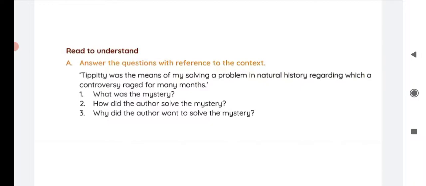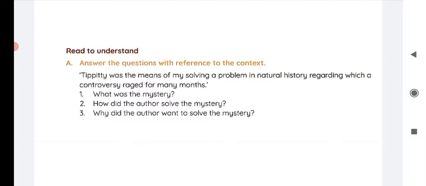Let's get started with today's video class. Here we have a Read to Understand. Answer the questions with reference to the context. So here we have a context, so let's read the context. Tippity was the means of my solving a problem in natural history, regarding which a controversy raged for many months. These are the words of our author.